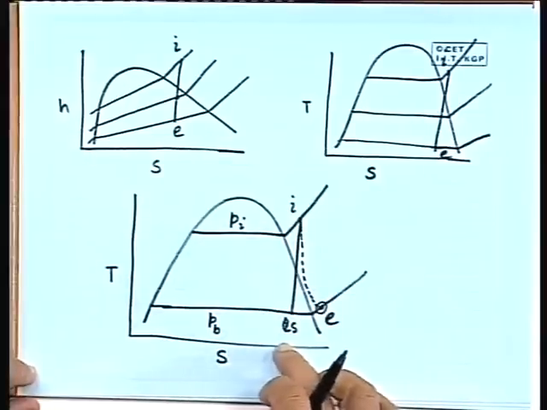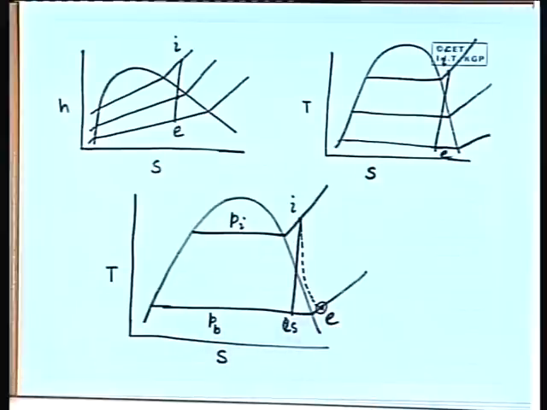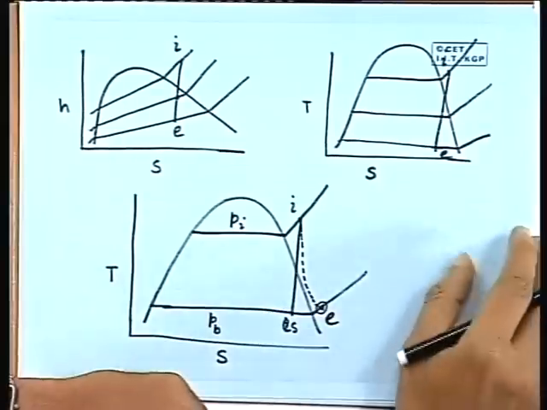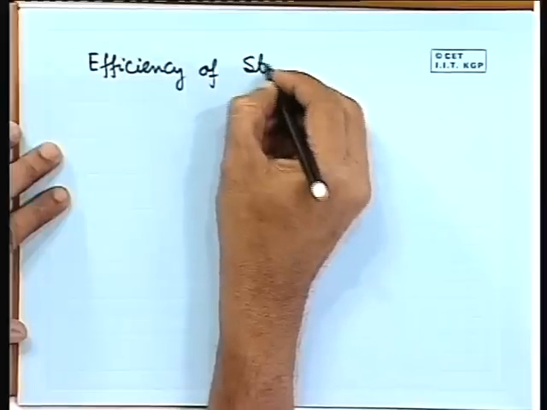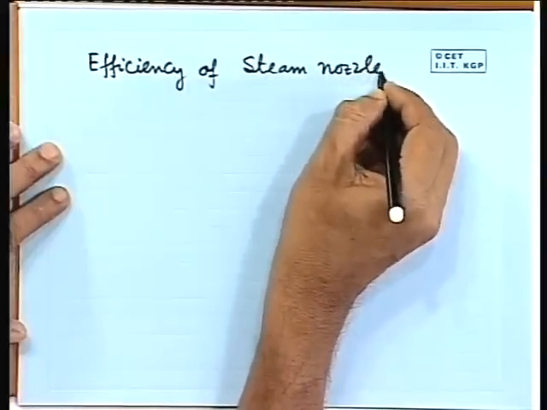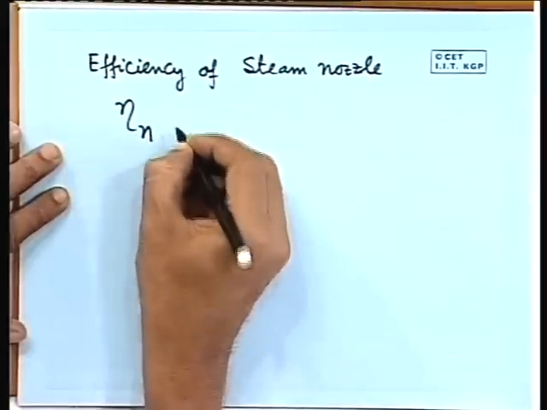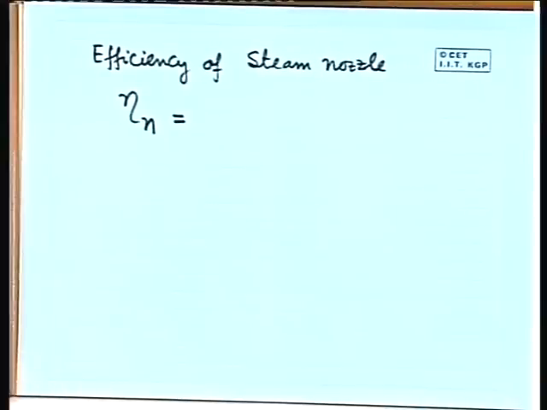So, as we can see, ideally the exit point is here, but practically the exit point is here, which has a higher entropy. One can define a nozzle efficiency, the efficiency of a steam nozzle, eta n. Eta n can be defined in different ways. One can take the ratio of actual velocity divided by the ideal velocity as the nozzle efficiency.